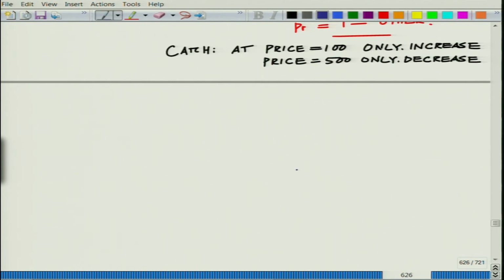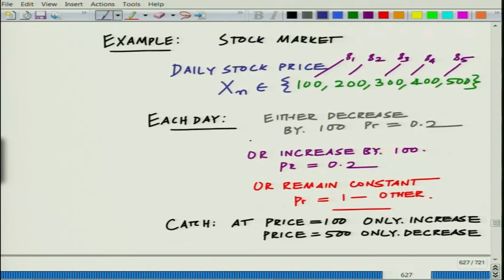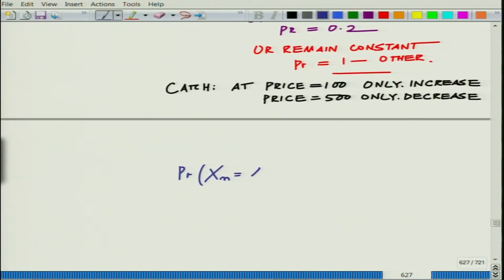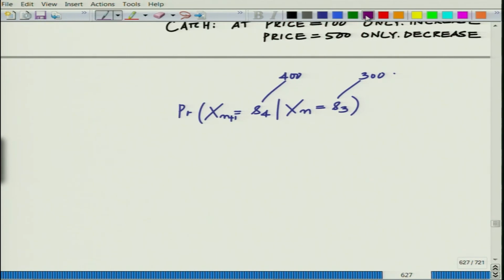Therefore, now let us take a simple example. Let us ask what is the probability that x n plus 1 equal to S4, that is 400, given x n equal to S3. Remember, S4 means price is 400, S3 means price is 300. The probability that the price increases from 300 to 400 happens with probability 0.2.